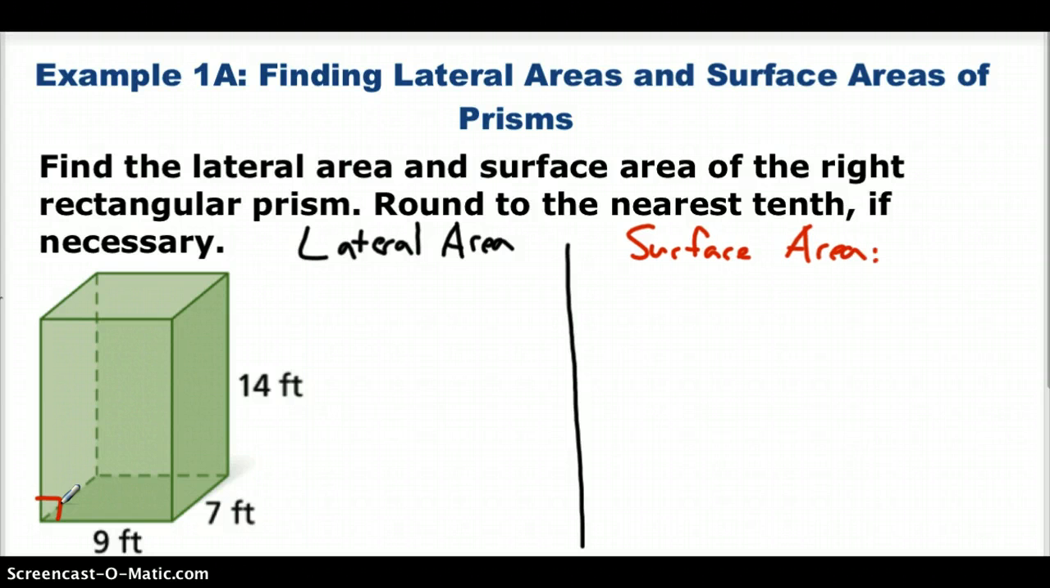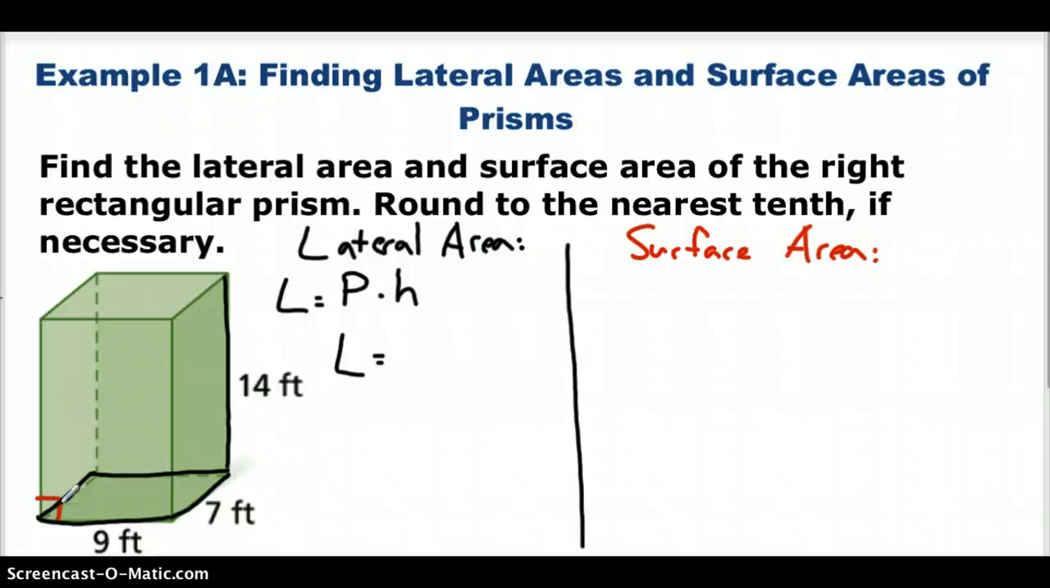Now, this formula for the lateral area says that we can look at the perimeter of the base. So I'm going to say that L is equal to the perimeter of the base, which is the distance all the way around this rectangular base, multiplied by the height of our prism, which is 14 feet here. I'm going to plug in these numbers that we know. Actually, at this point, instead of solving for L, I'm going to find what our perimeter is.